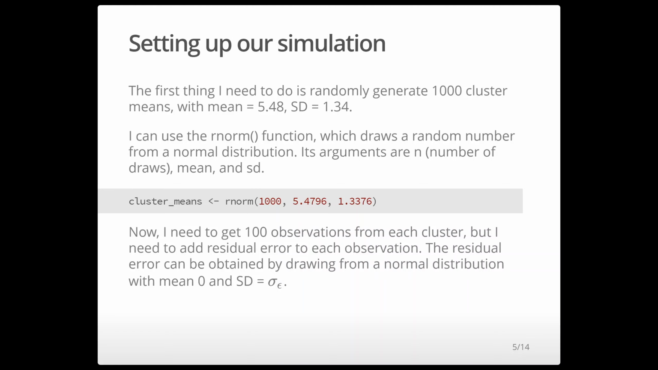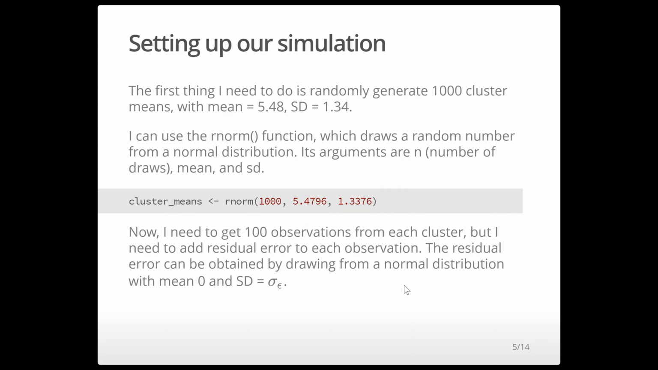And to do this, I can use the rnorm function. What this function does is draw a random number from a normal distribution. There are 3 arguments. The first argument is the number of draws you want to make, and then there's the mean and the standard deviation. So here I'm calling for 1,000 draws from a distribution with a mean of 5.4796. I'm being a little bit overly precise here, just for the sake of this study. And then a standard deviation of 1.3376. So now I have my cluster means.